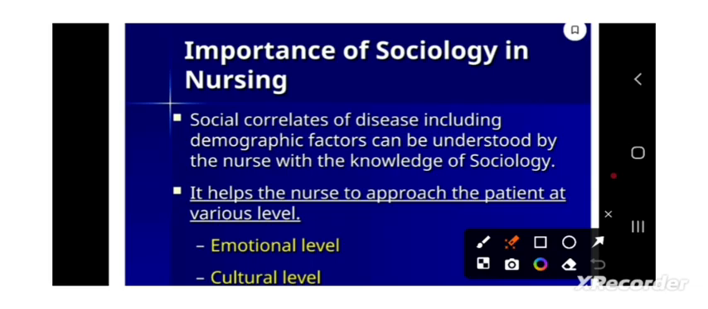Sociology helps nurses understand how demographic factors, socioeconomic status, education, race and geographical location are linked to health outcomes and disease patterns. This knowledge allows the nurse to assess risk, recognize populations at higher risk for certain illness due to social determinants of health, for example poverty, lack of access to care. Tailor interventions: develop care plans that address the patient's entire life situation, not just the biological disease.